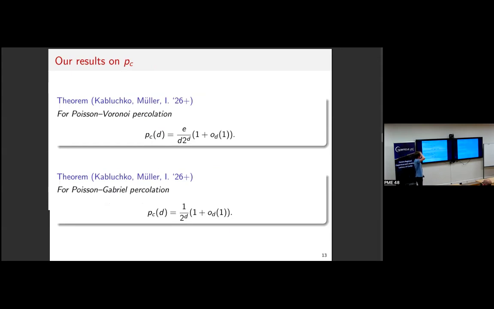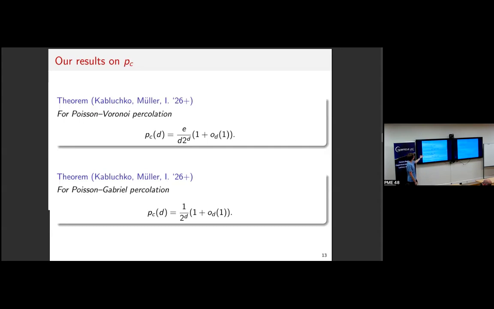And maybe it already makes some sense that the value for the Poisson-Gabriel graph is a bit larger, because this is a subgraph of the other. So the one graph has a bit more connections, and then it is easier to form an infinite component, so the critical values should be a bit lower. And what would also make sense is that it decreases to 0, because for larger dimensions you have more neighbors, and then it's also easier to form an infinite component.